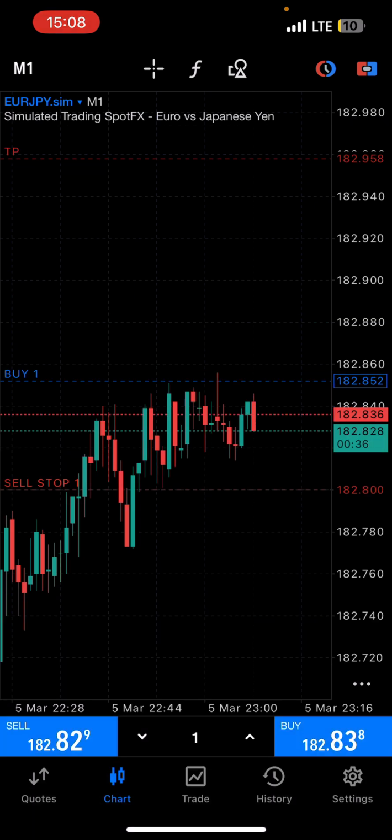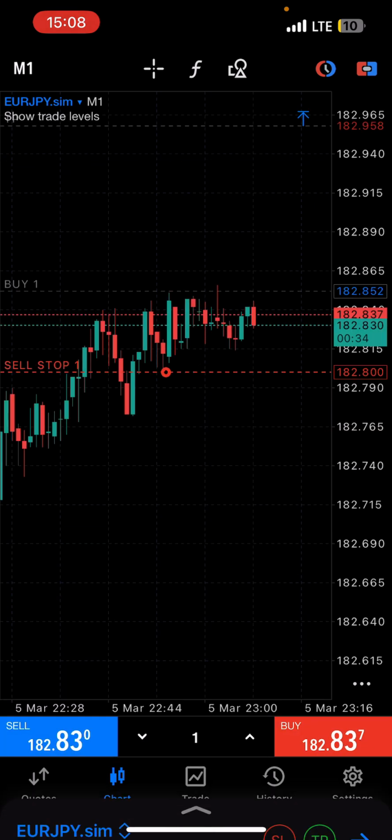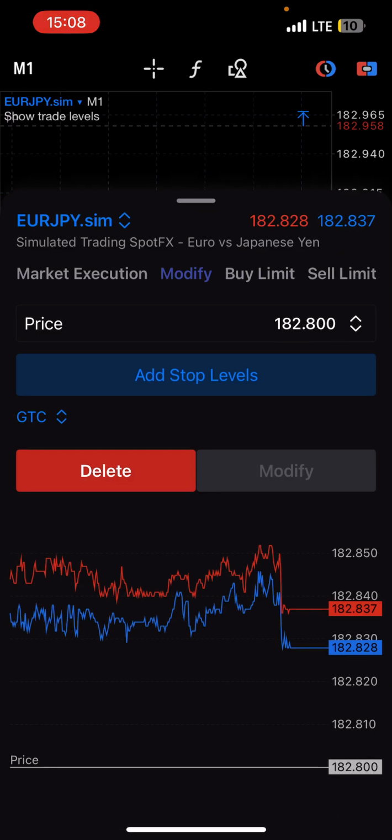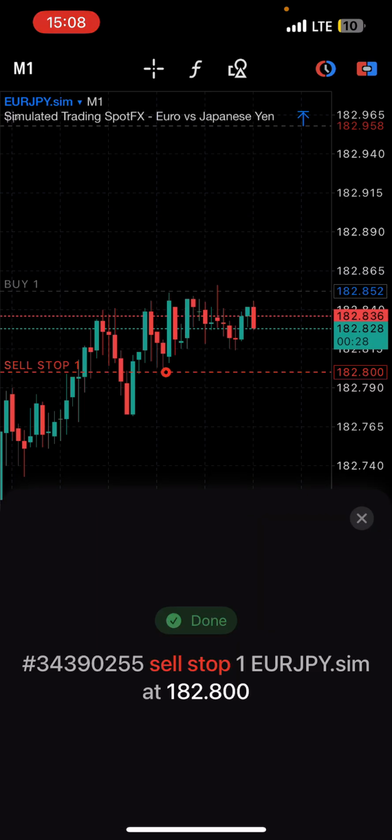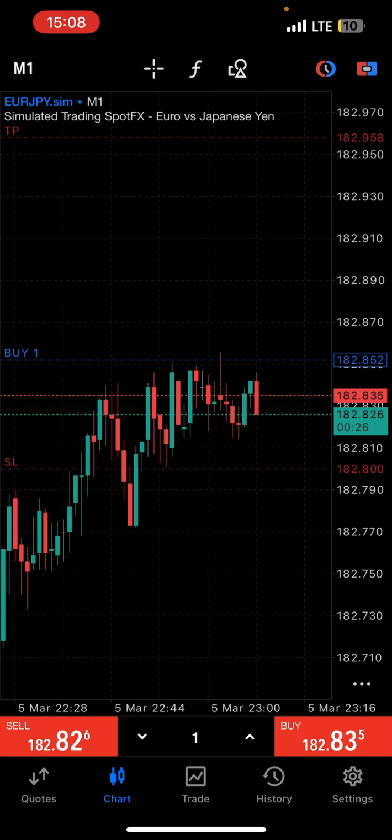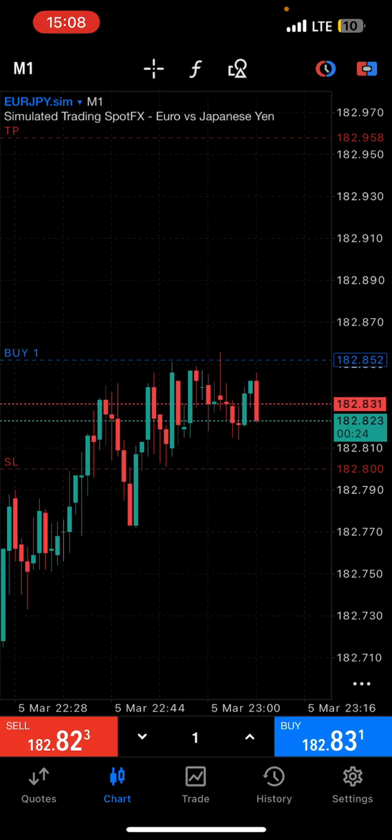Just like that. And on the sell stop, we don't have a stop loss. We don't have a take profit. It's just the entry, right? So you can customize all of these trades. You can delete them all from the chart screen, just as I showed you.